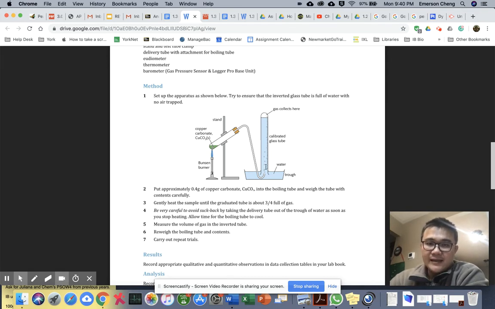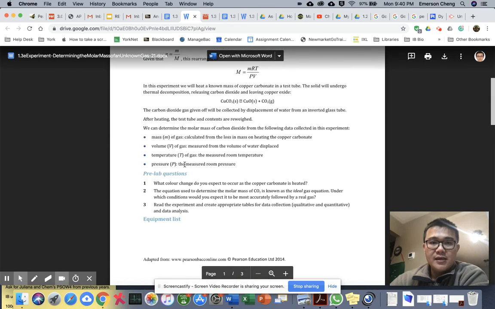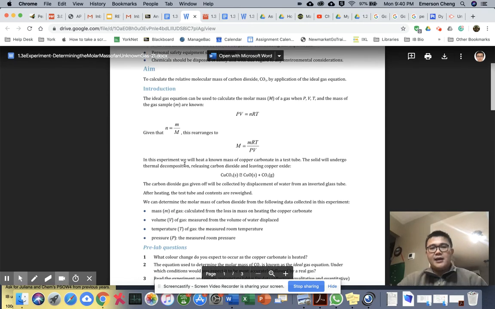We only collect the gas in the eudiometer up to a certain point. You have to make sure that you take this whole thing out before you remove it. So that's how the procedure of the lab goes. Now, in terms of the calculation itself, it's actually quite nicely laid out. So even here, it talks about a number of things.